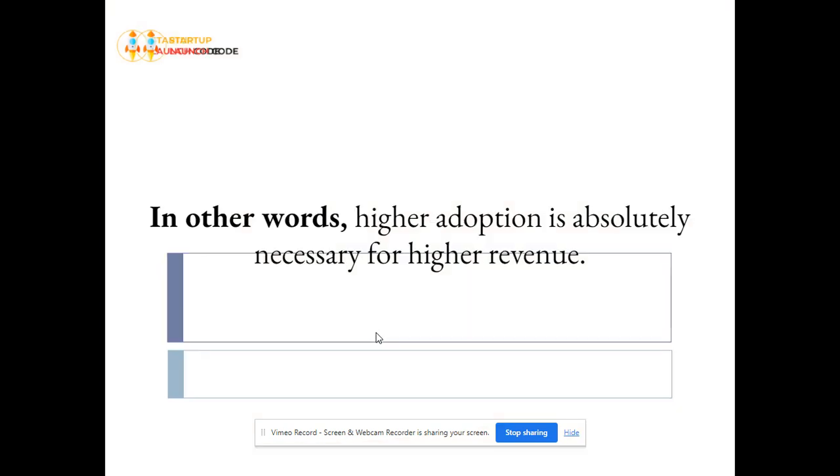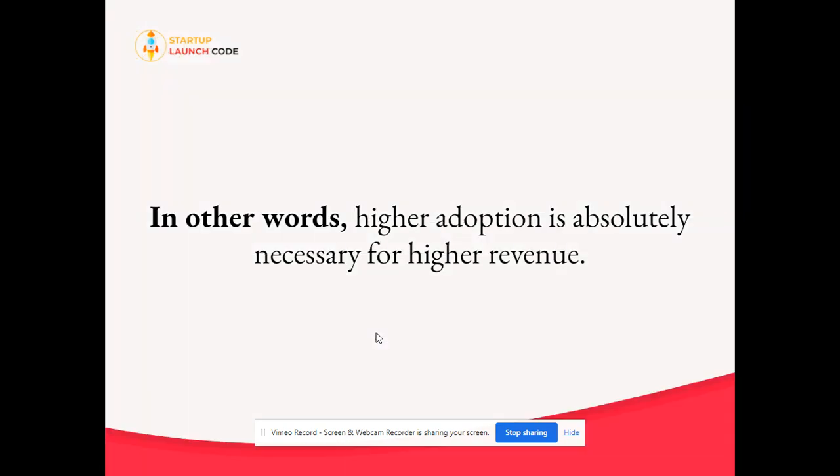So in a nutshell, it simply means that higher adoption is absolutely necessary for higher revenue. The more people adopt, use, and pay for your product, the more revenue that generates for the business. As you know, there is no business without customers. So having a higher adoption rate is critical to the survival of every startup.